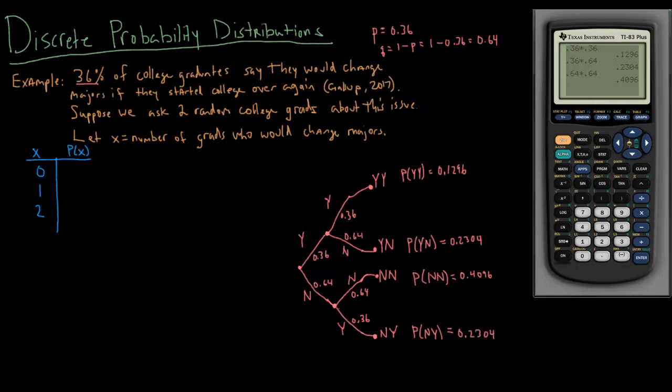And now we can go back to our distribution that we're trying to fill out. So what's the probability? Again, X is the number of grads who would change their major. So that's yes, would change their major. So what's the probability that nobody said yes? Well, that would be no, then no. So the probability we calculated was 0.4096.